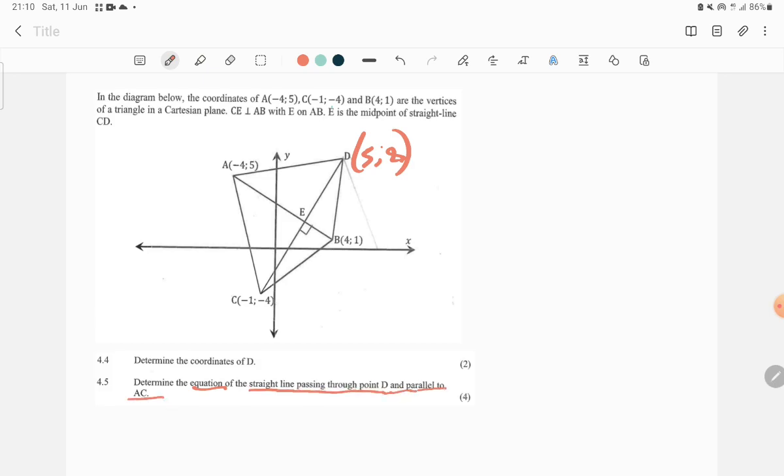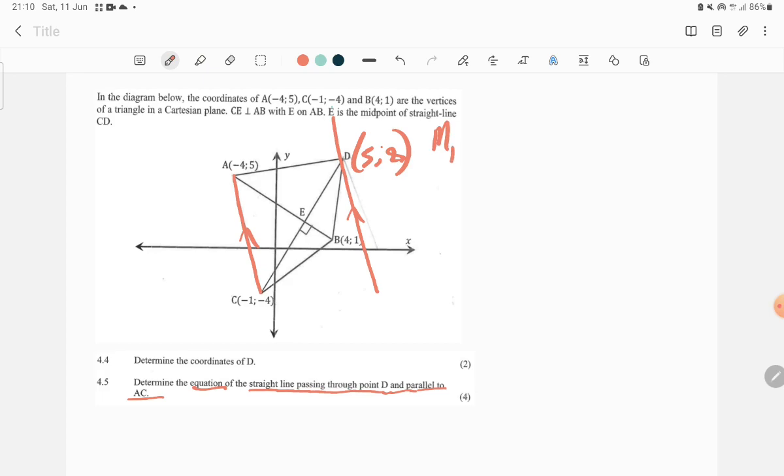So now this equation of the line is passing through D and parallel to AC. This line that we have has to be parallel to AC, just like that, so that these lines share the common gradient, because once the lines become parallel, the gradients of those lines is the same. Now that means we will need the gradient of AC.